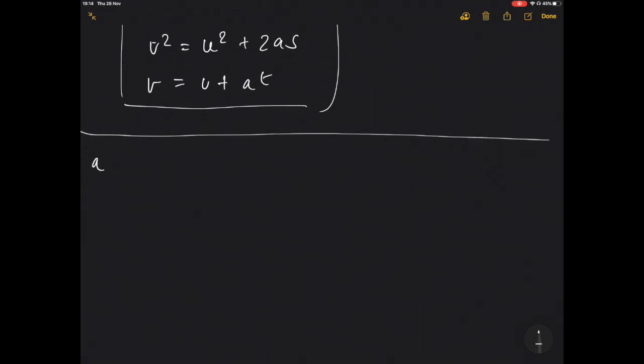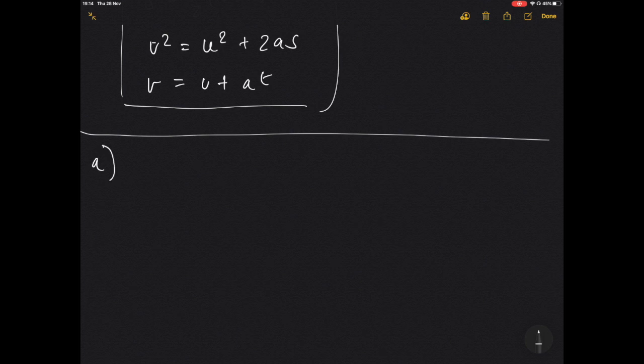And the question states, a particle starts with a velocity of 3 meters per second and moves with a constant acceleration of half a meter per second squared along a straight line AB. It reaches a velocity of 5 meters per second. Find first the displacement from A to B and how long it takes to travel.